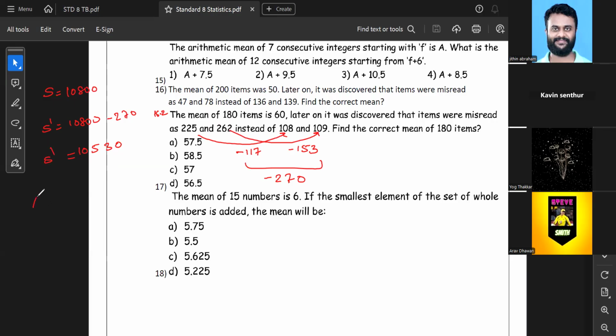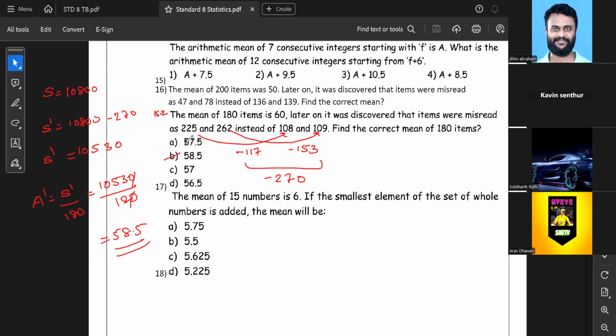That means the new average is going to be the new sum divided by the total, how many? 180 items. So that is 10,530 divided by 180. 1053 divided by 18 gives you 58.5. I believe this is clear. Yes, sir.